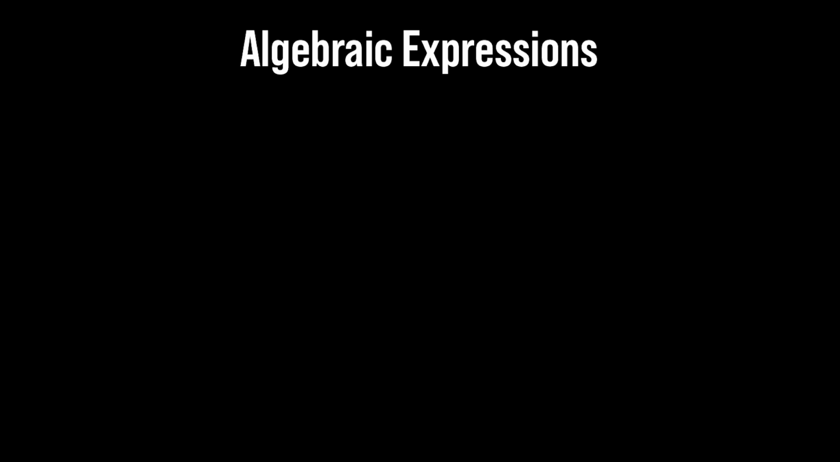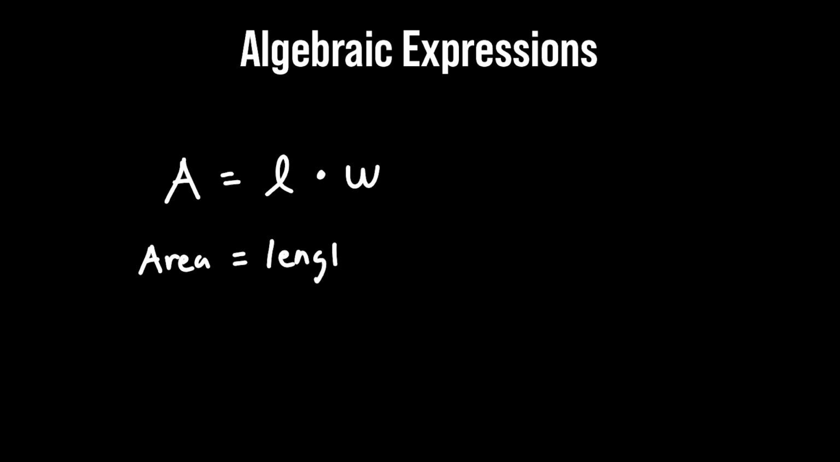Today we're going to learn about algebraic expressions. So when computing area, you use the equation A equals L times W. What does this mean? It means area is equal to length times width. When using this equation, you have to know the length and the width to find area.